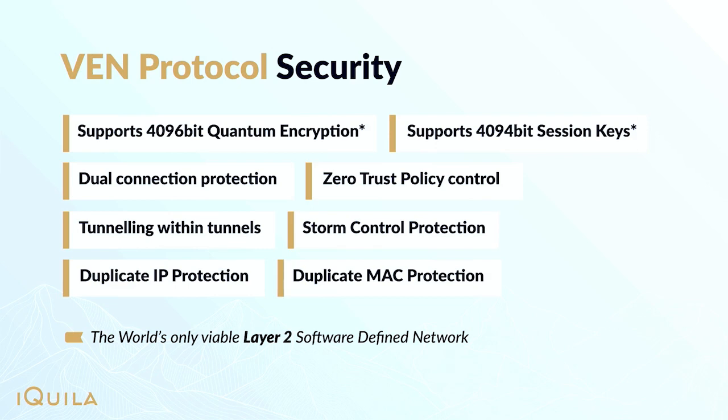You can have tunneling within tunnels, which means you can have your first tunnel go into an outer network, and then tunnels within that delivering you to inner networks for added security, particularly for government and military use. Storm control protection is on by default. Duplicate IP protection, duplicate MAC address protection as well. So it protects you on your endpoints too.